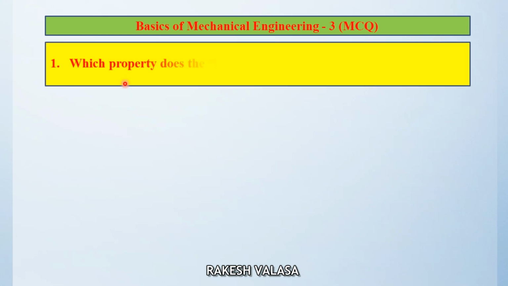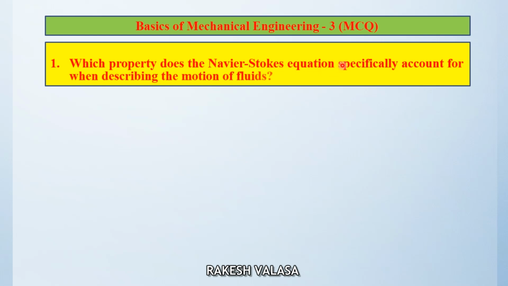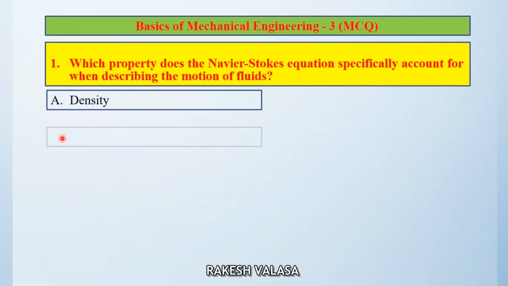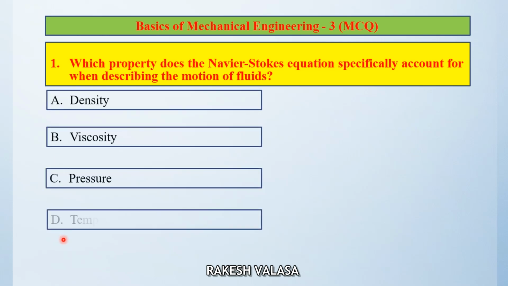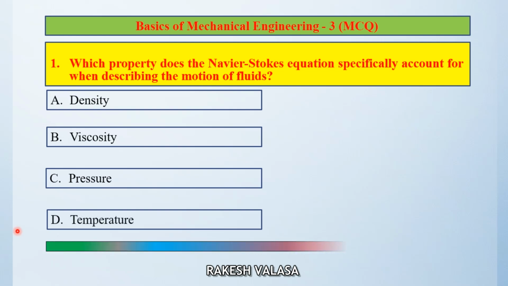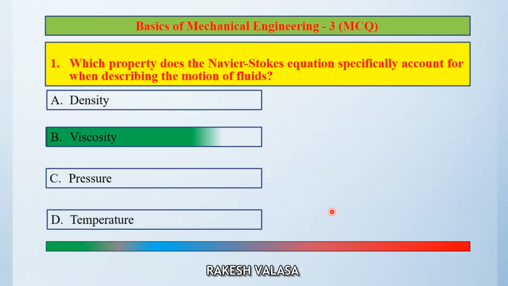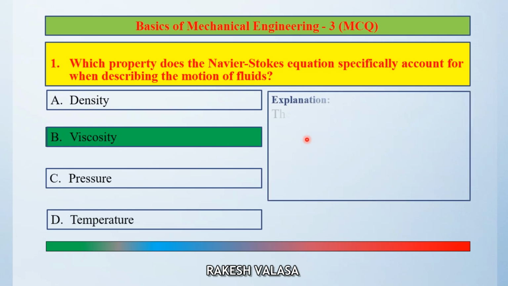Question number 1. Which property does the Navier-Stokes equation specifically account for when describing the motion of fluids? Option A density, option B viscosity, option C pressure, option D temperature. The correct answer is option B viscosity. Let us see the explanation.